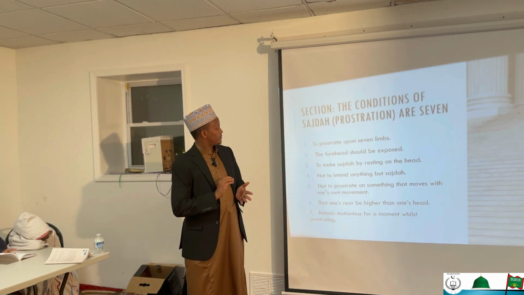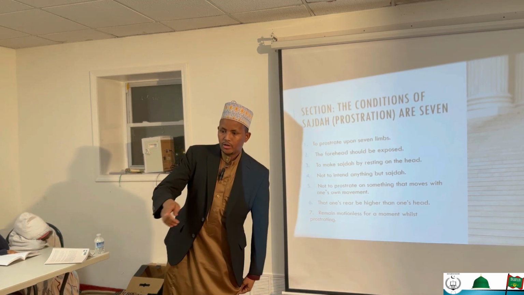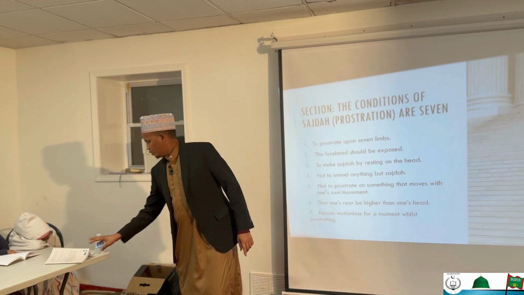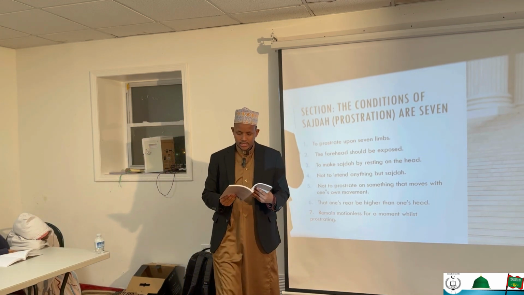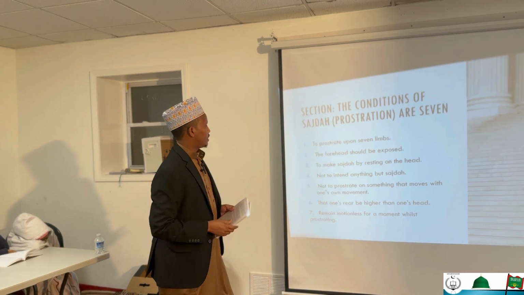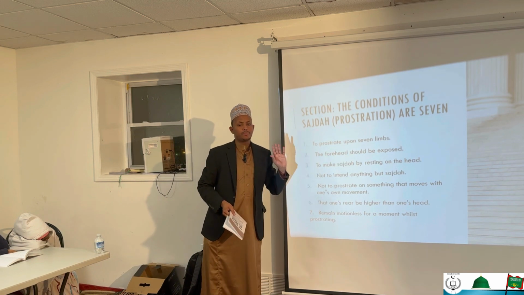So to prostrate upon seven limbs, you just went over the seven limbs, and also we will learn them in our next slide. And then number 2, the second condition is وأن تكون جبهته مكشوفة. The forehead should be exposed.